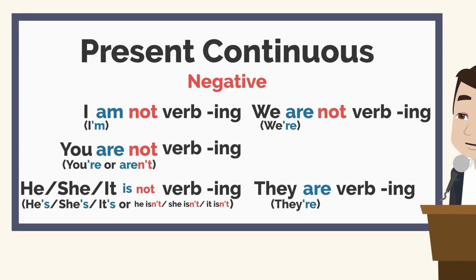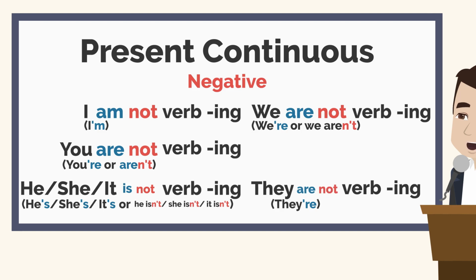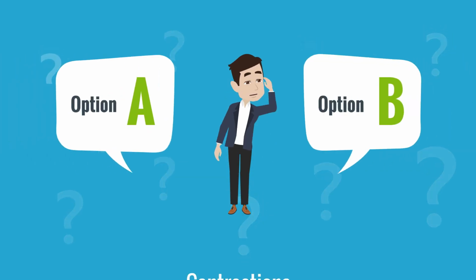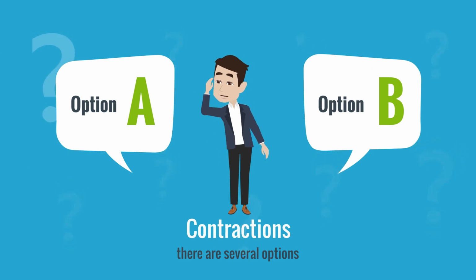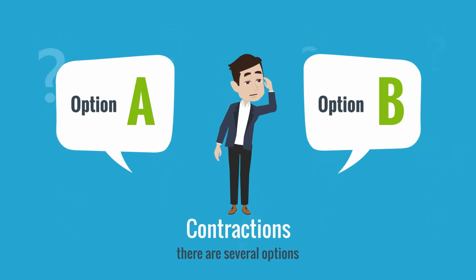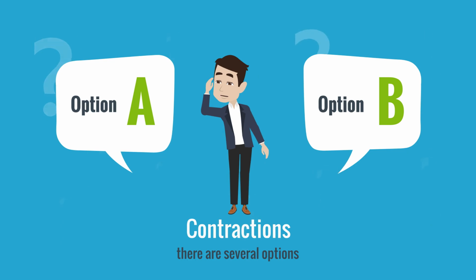We are not, or we're not, or we aren't, plus verb and ing. They are not, or they're not, or they aren't, plus verb and ing. As you can see, with the contractions, for several of the conjugations, there is more than one option.